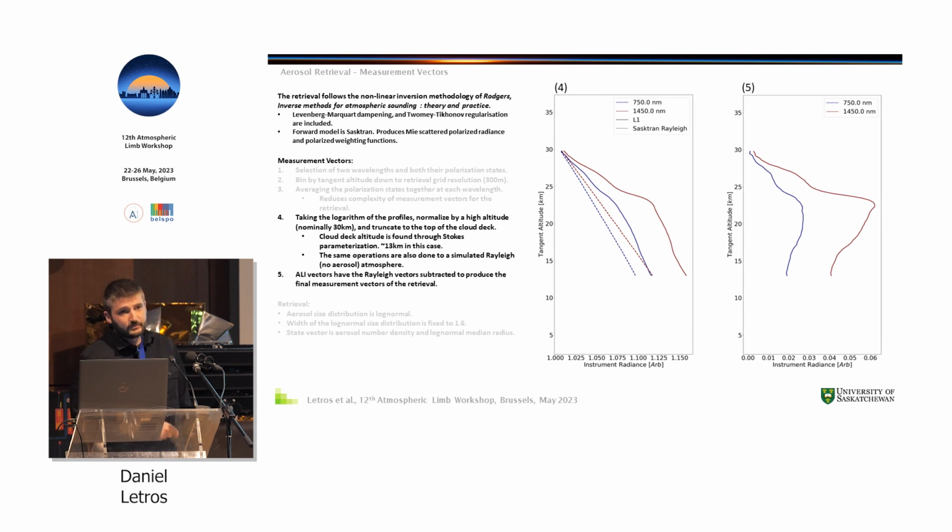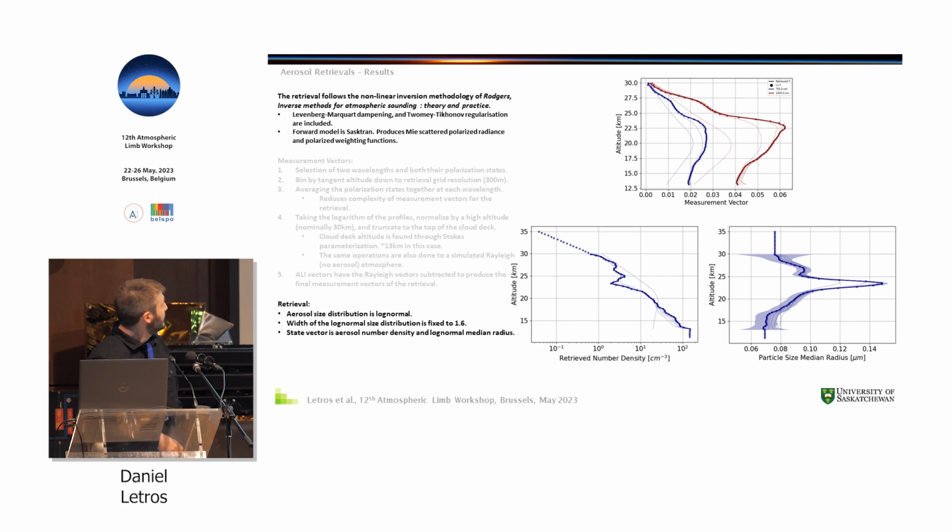Additionally, as these profiles are getting made, all the same steps are done to Rayleigh profiles. That is, these are radiances, still polarimetrically resolved, produced by SASKTRAN in simulation for an atmosphere that has no aerosol in it. As a final step to produce the measurement vectors, I take these solid profiles here and subtract off the dashed ones, which are the Rayleigh profiles. And you get these profiles here, which are essentially just the contribution above our simulated no aerosol atmosphere. And this is what we retrieve on.